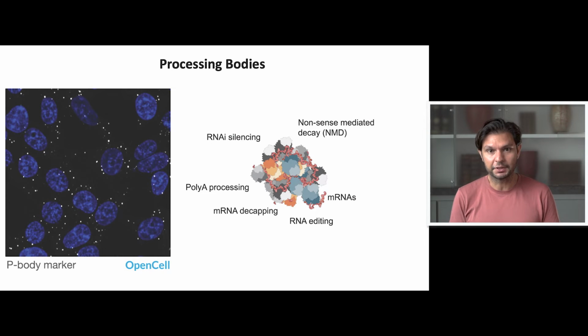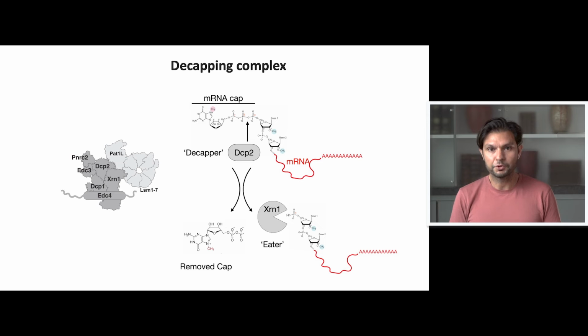P-bodies are cytosolic membraneless organelles that are involved in post-transcriptional regulation of mRNAs. They are universal to all eukaryotic cells, and they host various enzymes, RNA-binding proteins, and mRNAs. One of the most well-known functions of P-bodies is to degrade mRNAs.